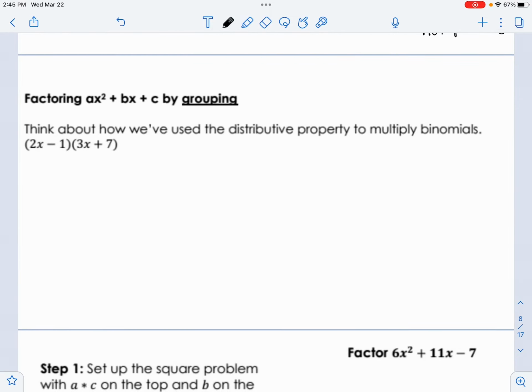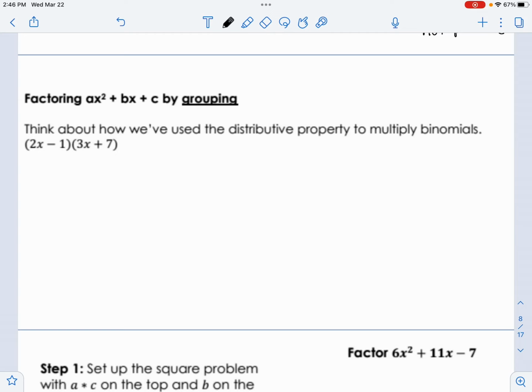So when we are factoring by grouping, what we're essentially doing is multiplying in reverse. We've multiplied binomials. You took a quiz over it, and I think most of you did relatively well on it. So multiplying binomials and factoring are opposites of each other, kind of like how multiplication and division are opposites of each other.